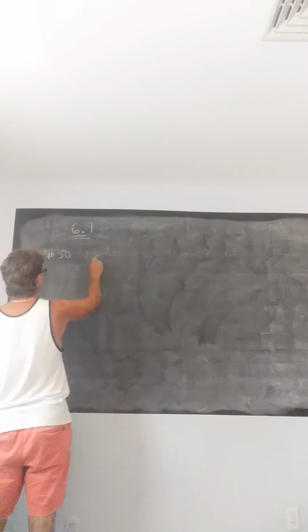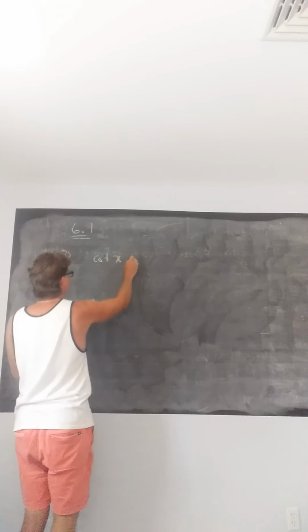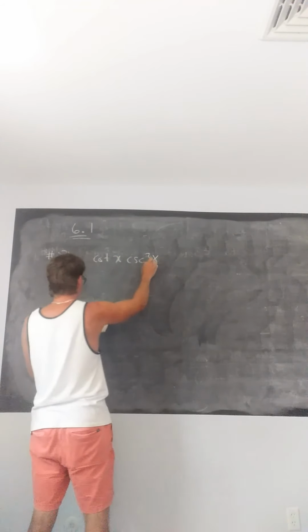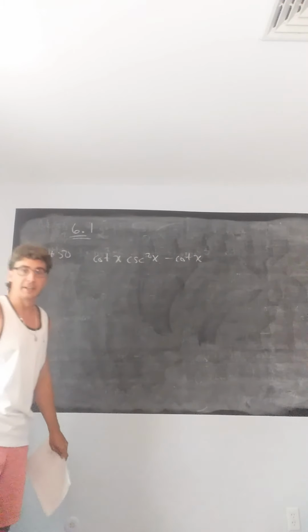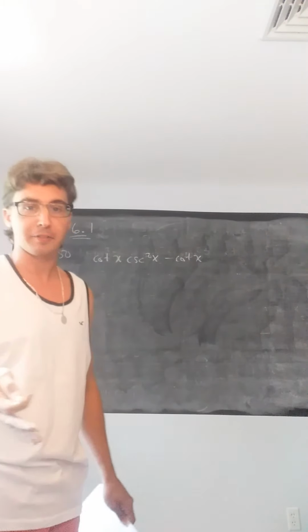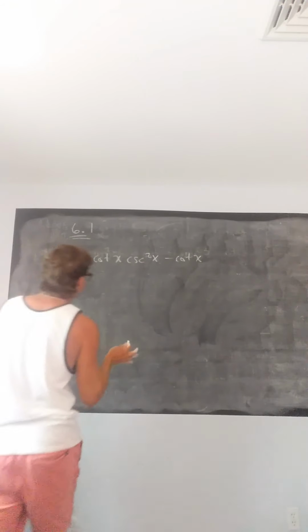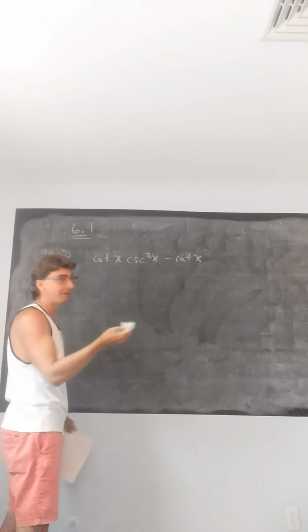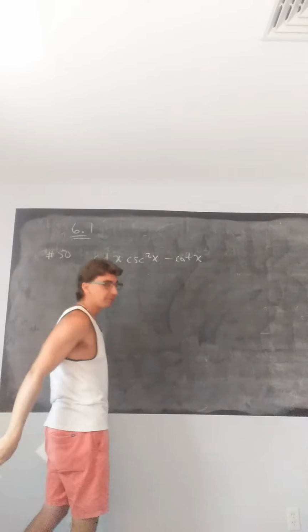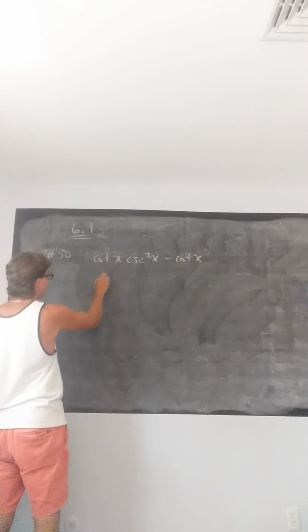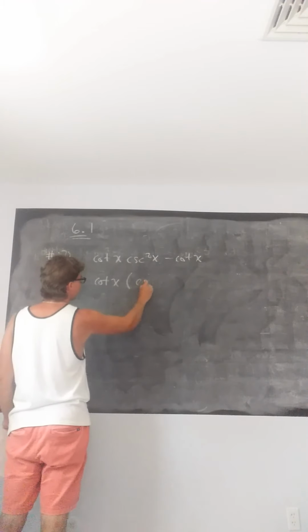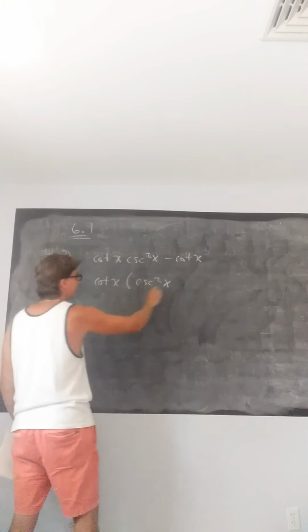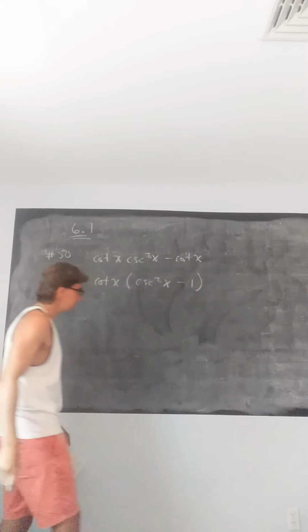In this one we have cotangent of x times cosecant squared x minus cotangent x. And again, the direction here is we want to factor. So if you want to factor this, you go after, what do we have in common? Well, they both have a cotangent, so we're going to factor out the cotangent. So you got cotangent x factors out, you're left with cosecant squared x minus a 1.